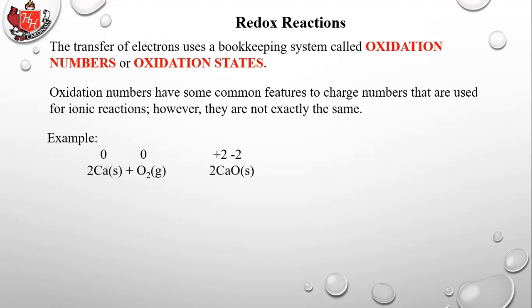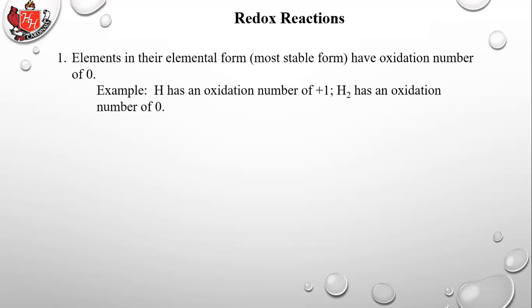Okay, so the transfer of electrons uses a bookkeeping system called oxidation numbers or oxidation states. Oxidation numbers have some common features to charge numbers that are used for ionic reactions. However, they are not exactly the same. So you're going to see a lot of rules here. Don't sweat these too much until we get to some actual examples.